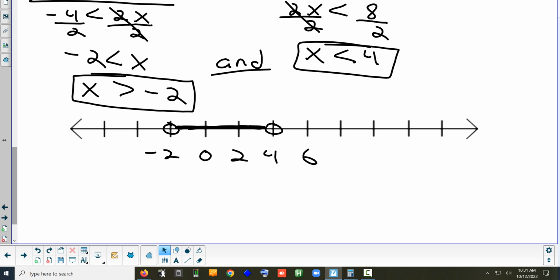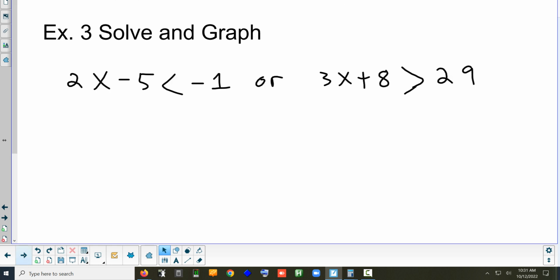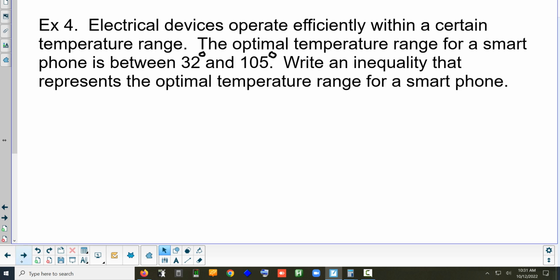Any question on that? We still have one more, guys. So we still have 10 minutes. Let's do, this is an or. I'm not going to solve this one right now. It's just like the last problem, except when you're done, you don't shade between. You're going to shade opposite. So I'm going to skip this one and do this one.